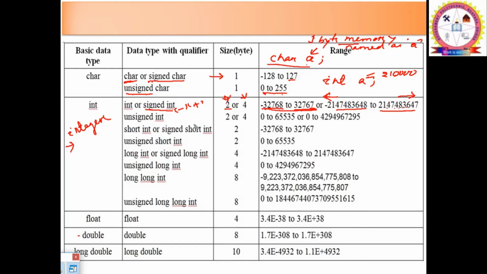If it is unsigned int in the previous ANSI compiler or Turbo compiler, if the size of unsigned int is 2 bytes, then its range will be from 0 to 65,535. And if the size of unsigned int is 4 bytes, as in the modern C18 standard or GCC compiler, then its range will be 0 to 4294967295.